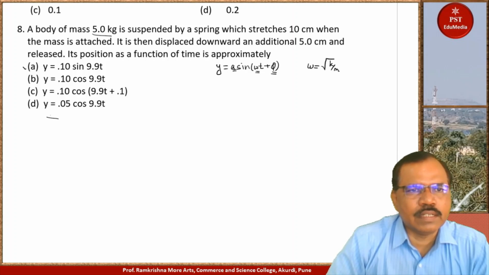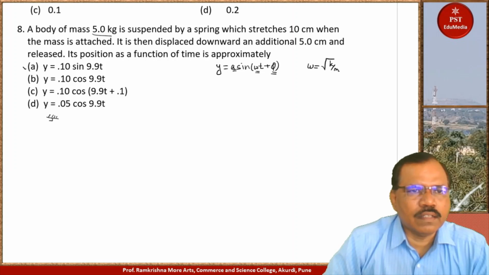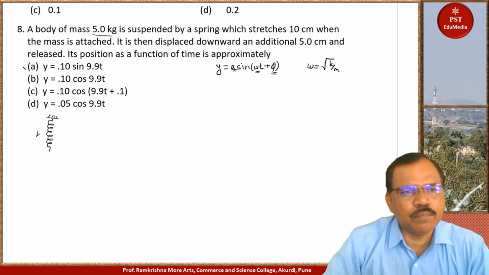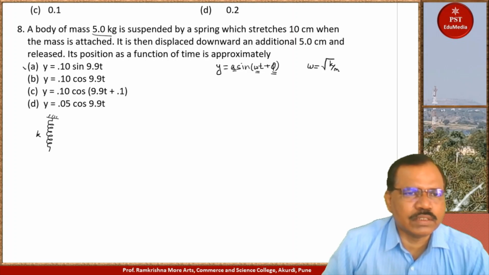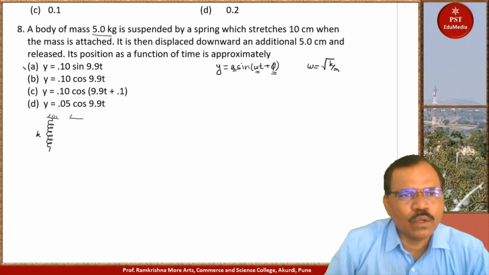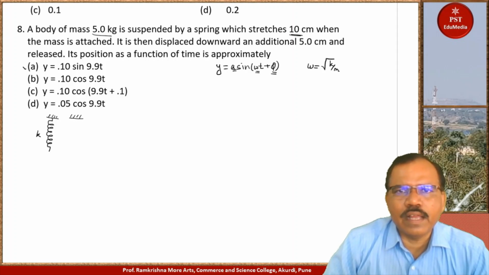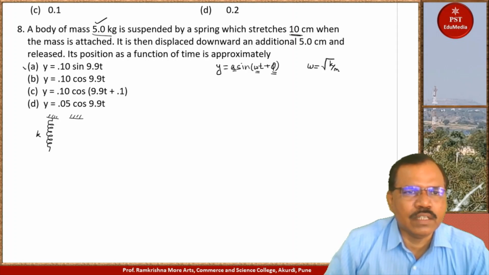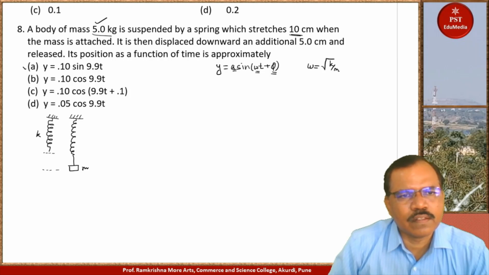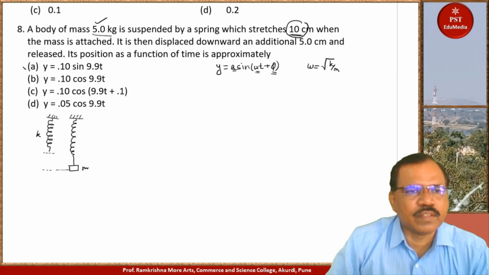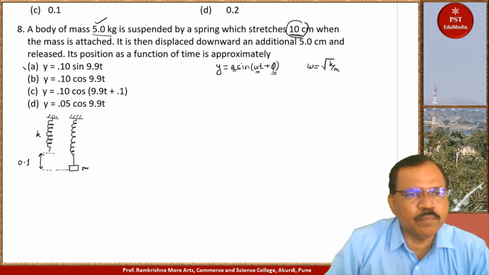So suppose here this is spring having force constant k. Now when we attach mass 5 kg to this spring, what happens? This spring is extended. So here we have attached mass. Now what is extension? Here extension is 10 centimeter, so this one is 10 centimeter, which means 0.1 meter.